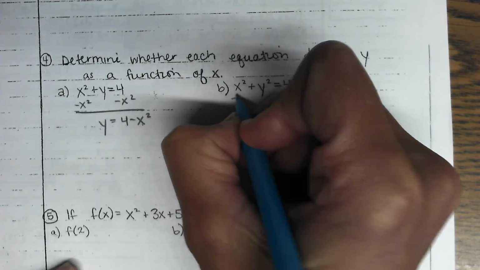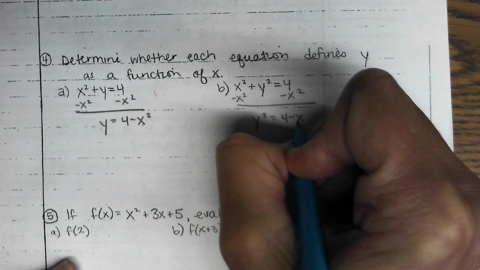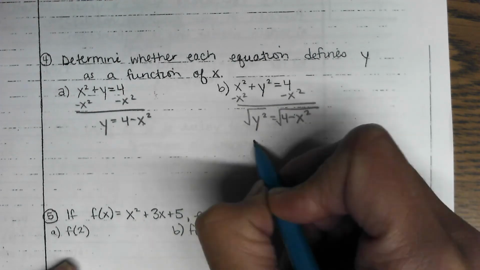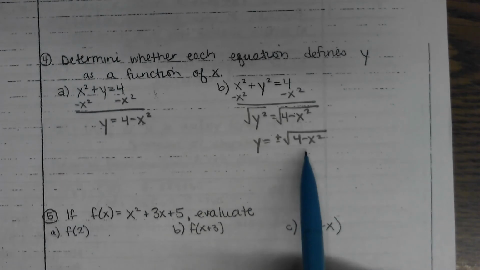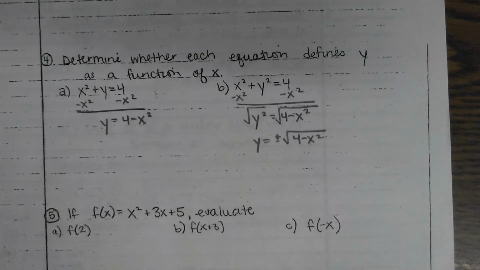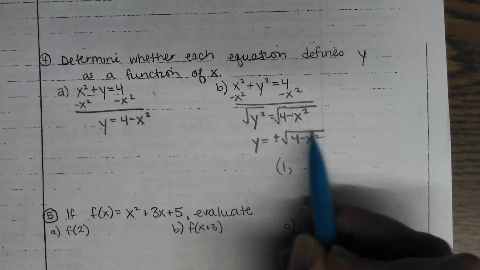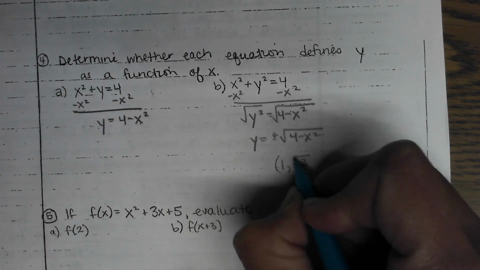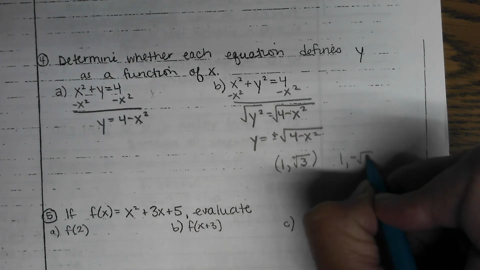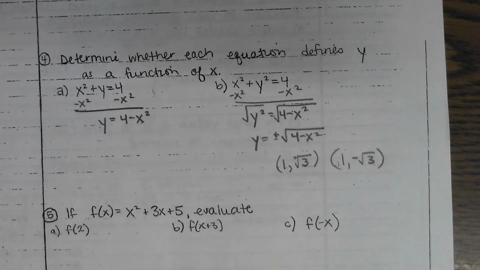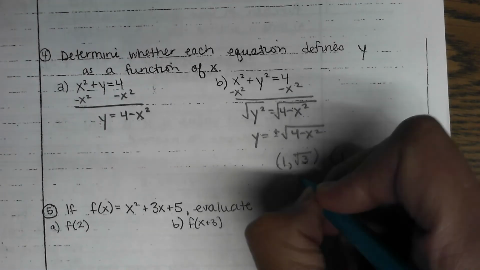Whereas over here, if I solve for y by subtracting x squared, and then you have to square root both sides, that gives me plus or minus this right here. Now if I plug in 1, an x coordinate of 1 is going to give me 4 minus 1 is 3, square root of 3, but plus or minus. So it's going to give me a positive root 3, but also there's going to be a point on this image at 1 comma negative root 3. That repetition of the x coordinate repeating itself to 2 different y's, that is not a function.